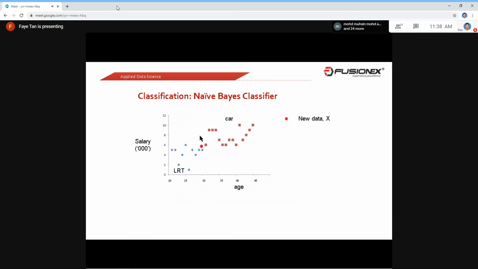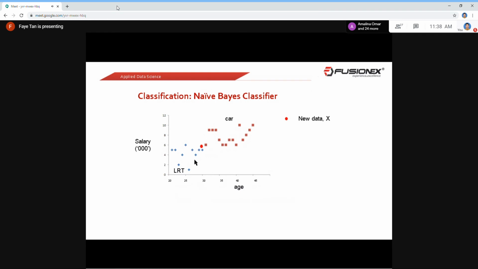So you can see what happened here. I have age, I have salary. The red square box here is go by car, and the blue dot here is go by LRT. The new data given is 30 years old and 6K, so it's a red point here. So this person will go by car or go by LRT? Looks like LRT, also looks like car.